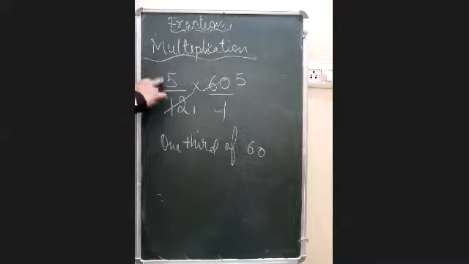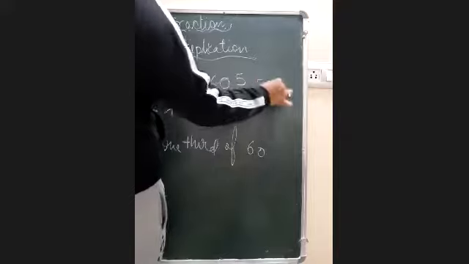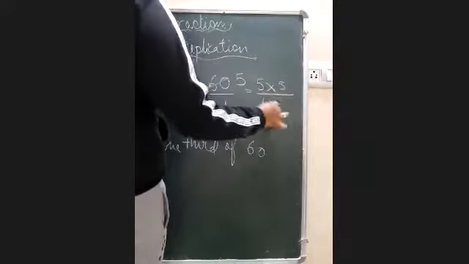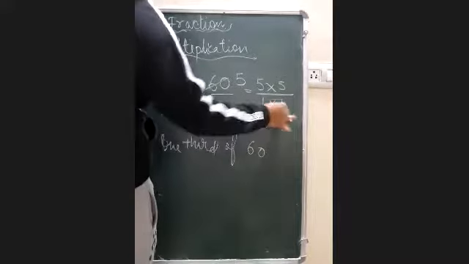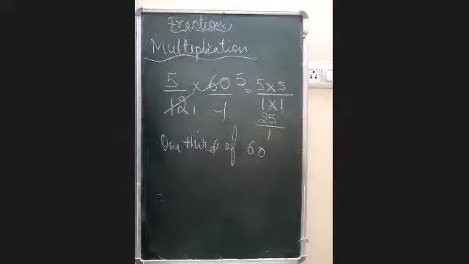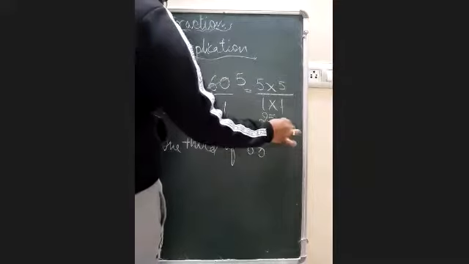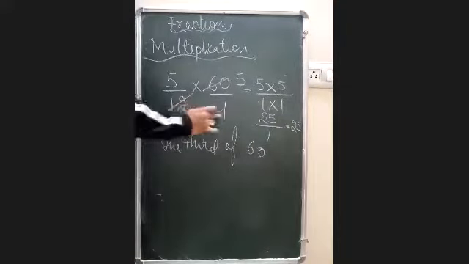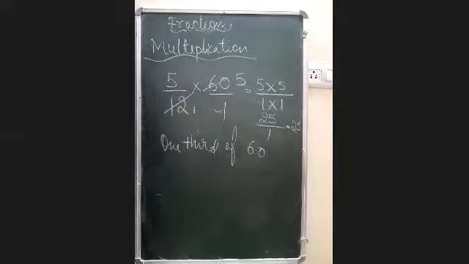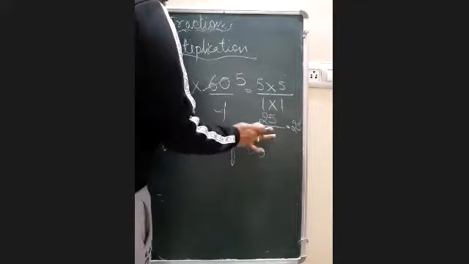Now you can see, top to top multiply, bottom to bottom multiply. So 5 fives are 25 and 1 one is 1 only. So 25 upon 1 can be written as 25 only. Or you can even write 25 here and 1 here also. Okay, so the answer would be 25 in this case.